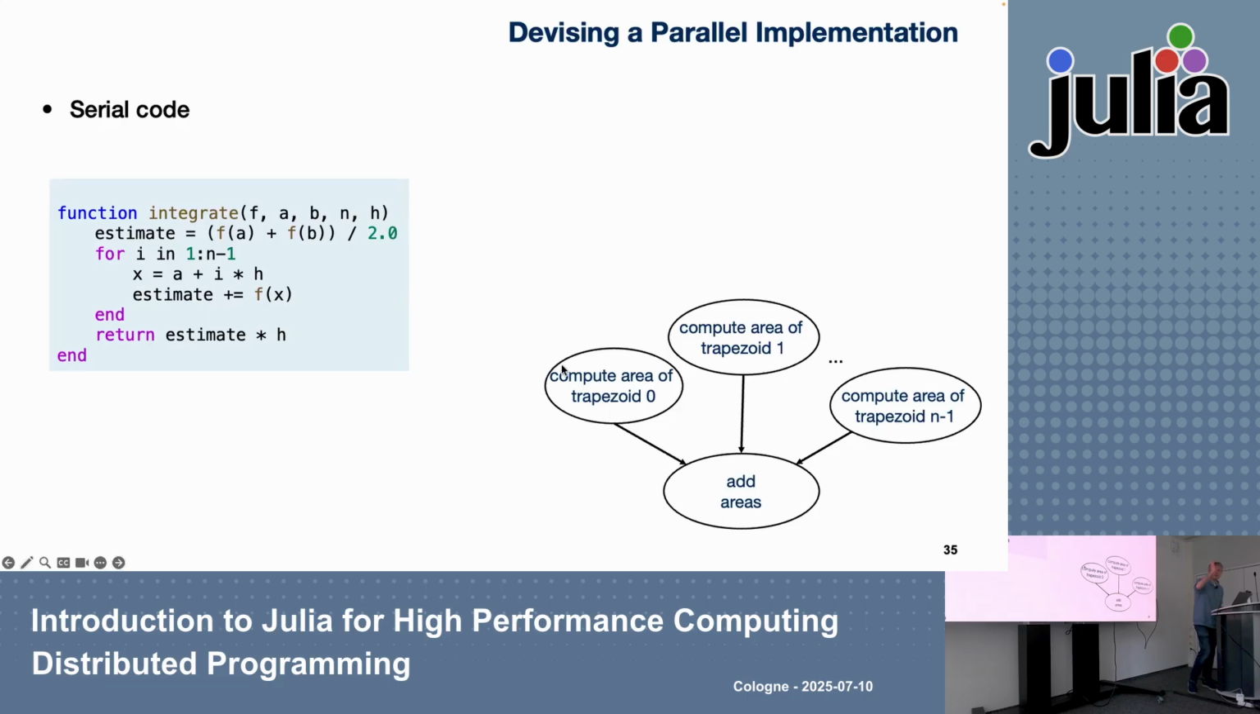Therefore, we split up our work. We compute the area of one portion of our integration. We split it up into multiple portions of our integration, and then every rank gets a portion. Calculate this partial area, send it in the end to the main rank, which then will reduce the partial results to the main result.